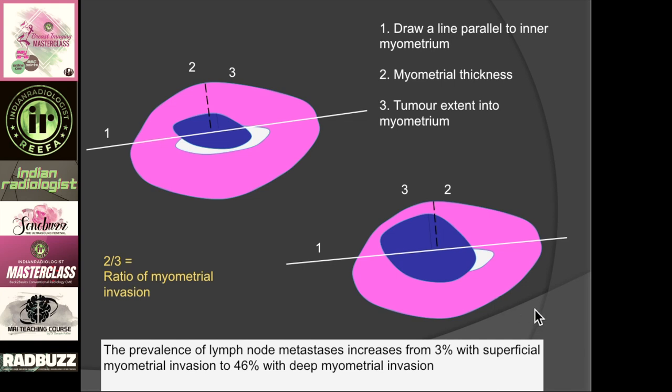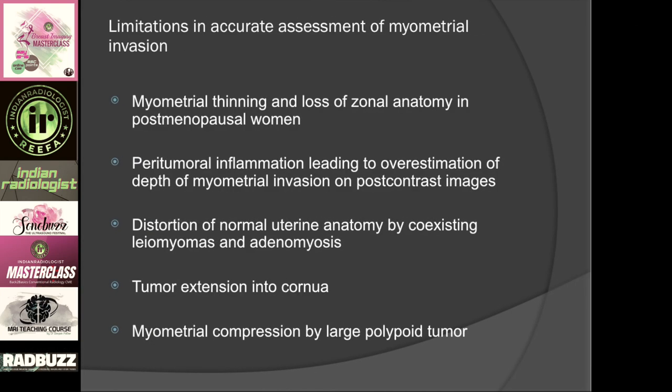Now it's very important because the prevalence of lymph node metastasis with stage 1A is only about 3%, whereas with stage 1B is about 46%. So we should be able to identify this correctly. There are limitations in accurate assessment of myometrial invasion. That is because of a few factors.